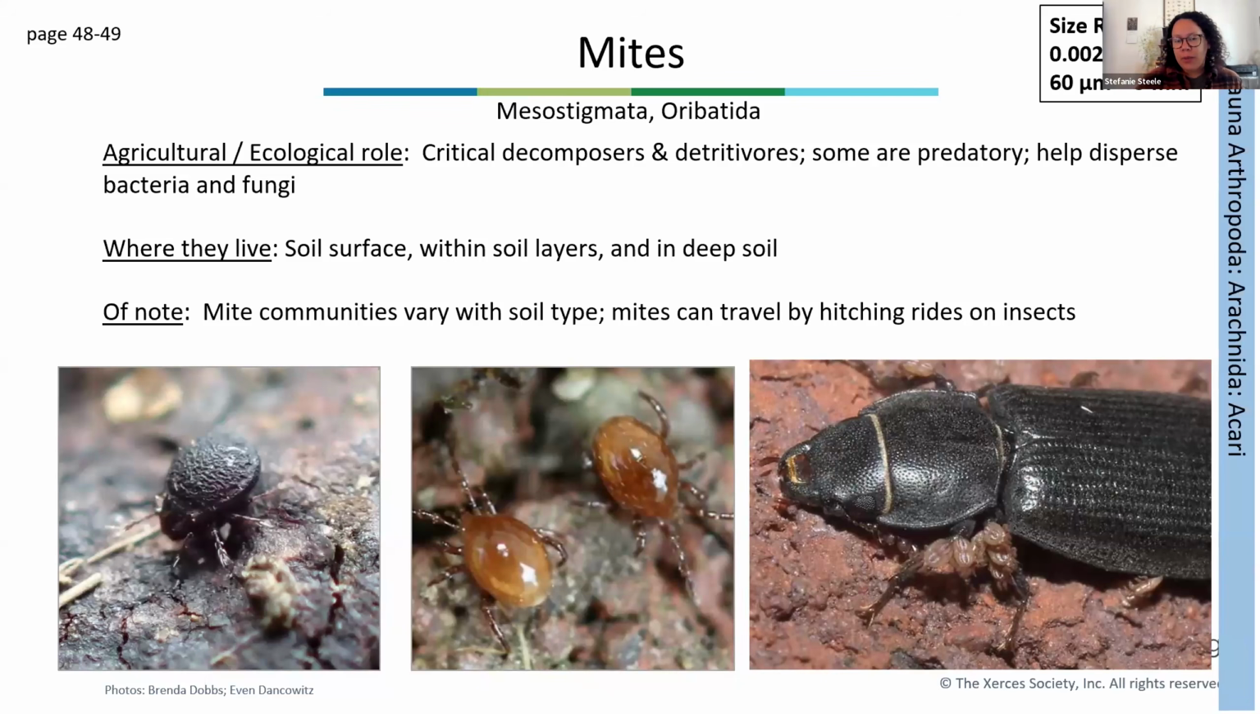And then mites can also live on the soil surface or within the soil layers. So even deep in the soil too. And I'll end on an interesting note of the mites and that they are diverse. The species and communities, they might also vary with soil type. And another thing on the photo on the right is that mites can travel and disperse themselves by hitching rides on to other insects.